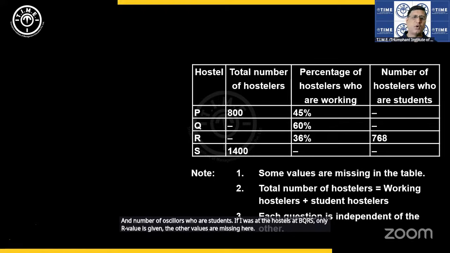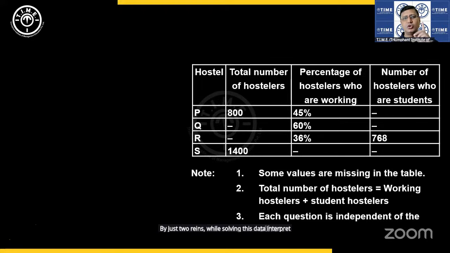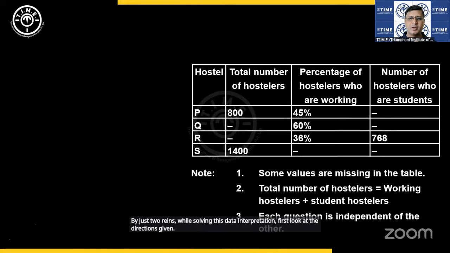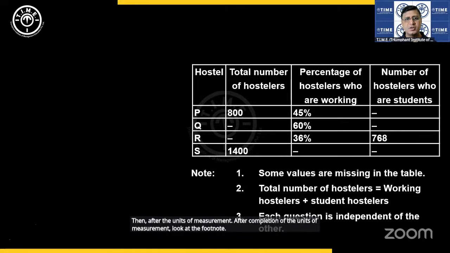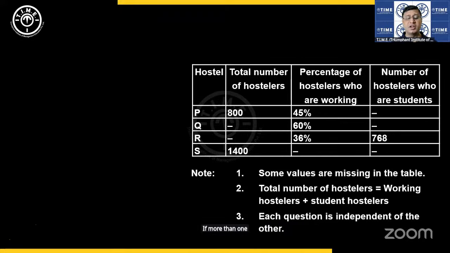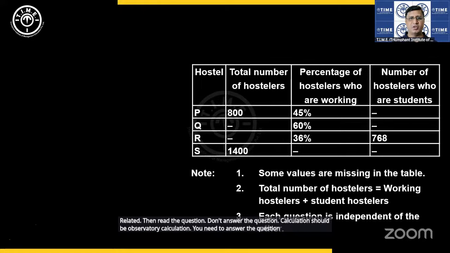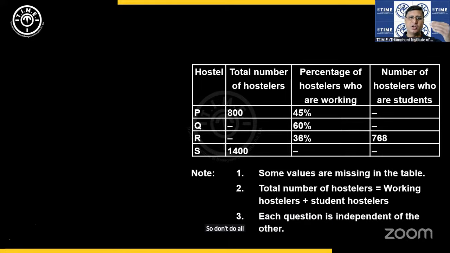My dear students, while solving data interpretation, first look at the directions given. First, read the directions and title of the data. Then observe the units of measurement. After that, look at the footnote. If more than one chart is given, try to create a relation between them. Observe how they are related. Then read the question and answer it. Calculation should be observational. You need to answer the question in less time, so don't do all the calculation one by one, step by step.